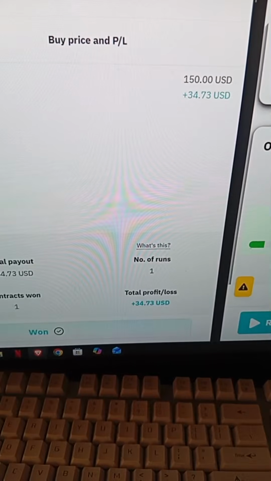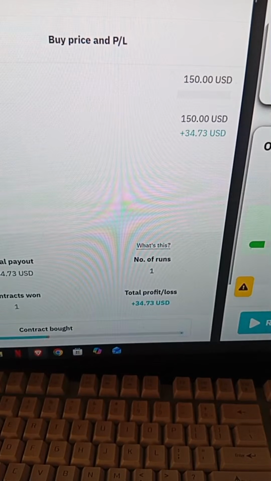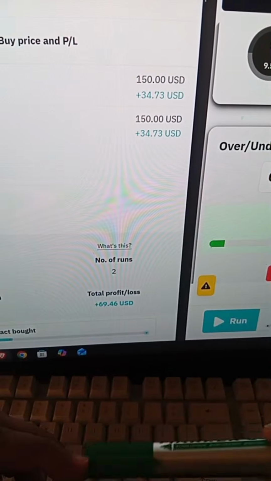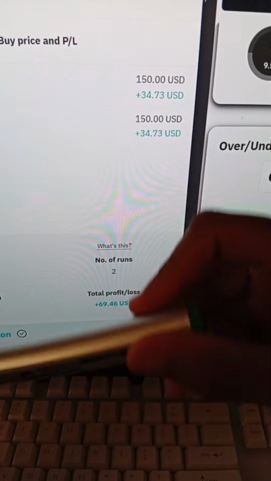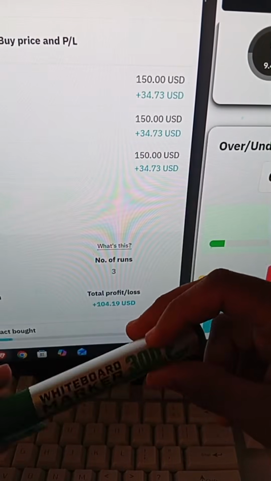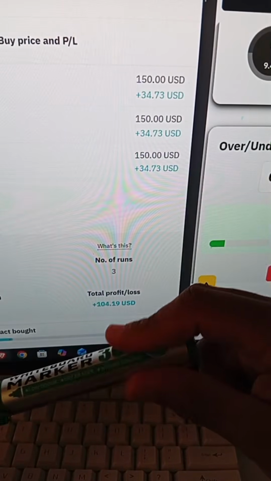10 under 8. I've already started. I'm at 2 runs right now. Guys, please run your bots. Volatility 10 under 8. I repeat, 10 under 8. Okay? Alright, you are moving. We're at 3 runs right now and you're still going.